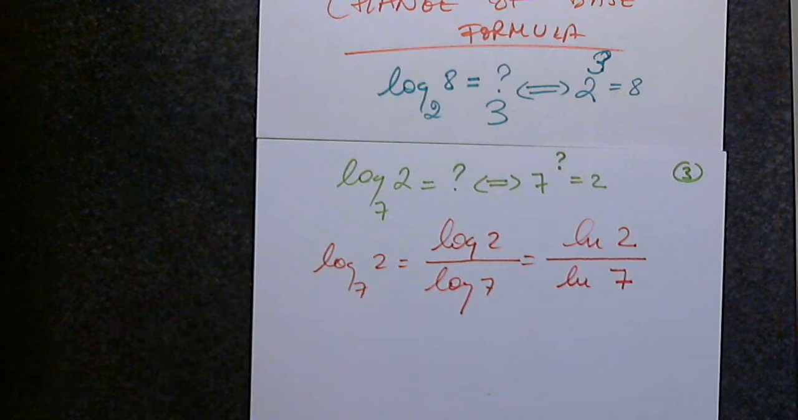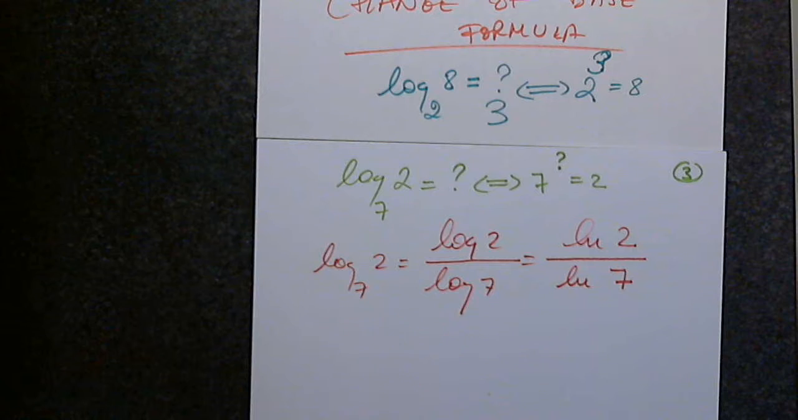So I have log of 2 divided by log of 7. And I have natural log. It doesn't matter, just don't mix and match. Log of 2, natural log of 2 over natural log 7. Of course, I can only get one number. But how do I know that this number is correct?